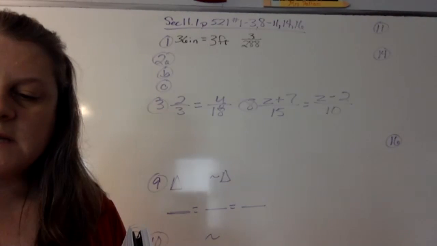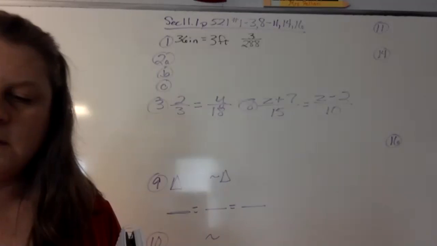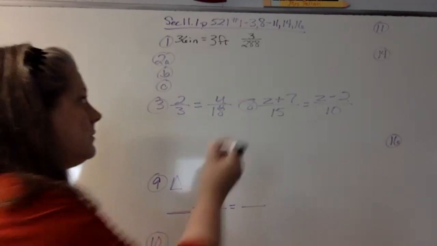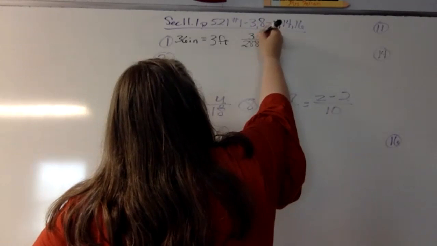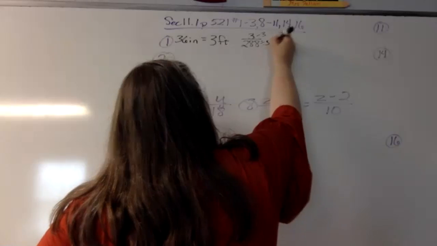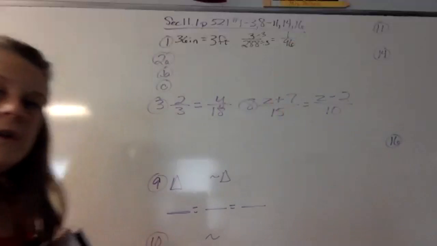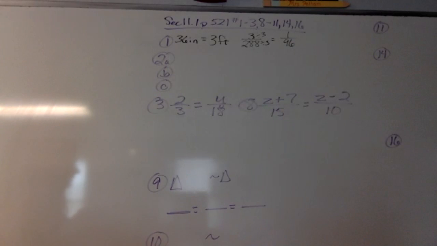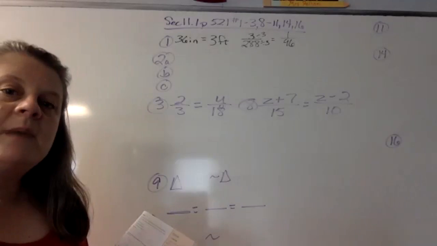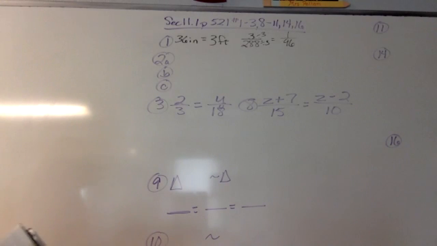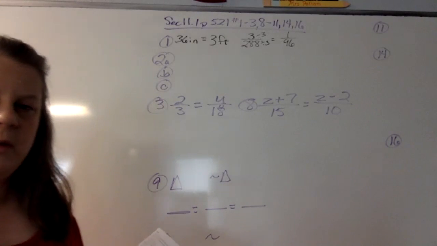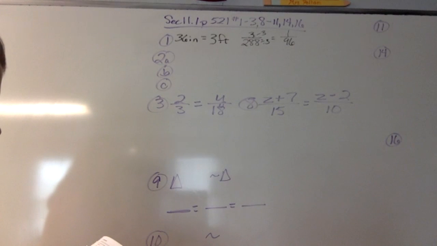But 3 goes into both of those. Okay, 3 goes into both of those. Divide the numerator and the denominator by 3. So I get 1 over 96 is my scale factor. Okay, that's my ratio of the model to the real life Capitol building.